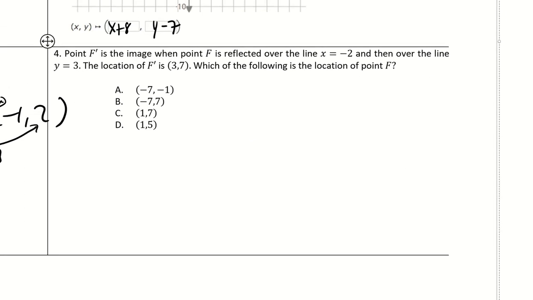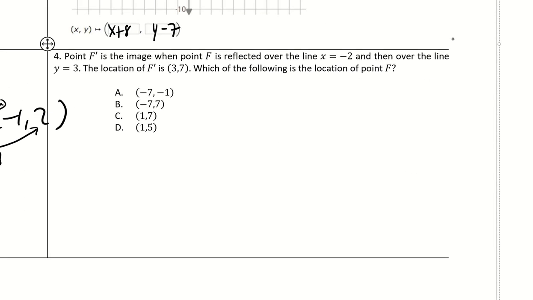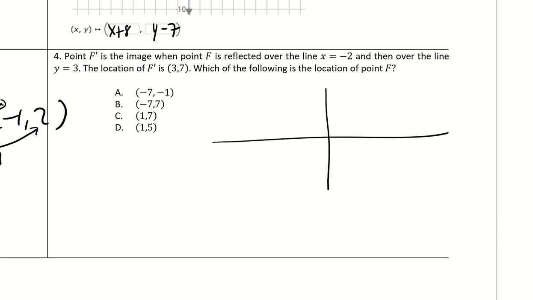All right, number 4, point F prime is the image when point F is reflected over the line x equals -2 and then over y equals 3. The location of F prime is 3, 7. Which of the following is the location of point F? I'm going to show you how to do this by doing a graph. It says point F prime is 3, 7. So 1, 2, 3, 1, 2, 3, 4, 5, 6, 7.